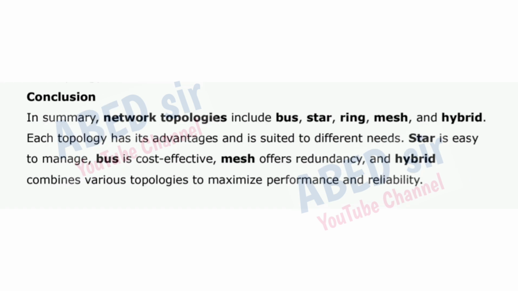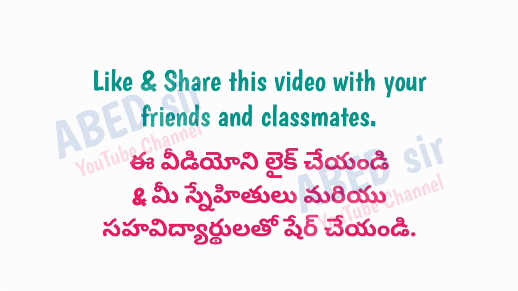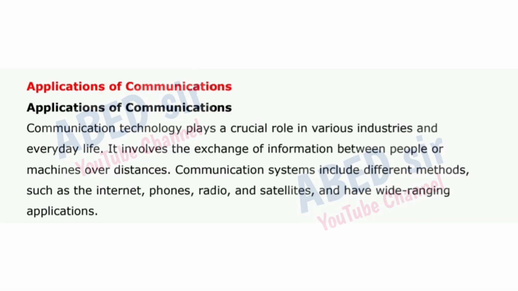Conclusion. In summary, network topologies include bus, star, ring, mesh, and hybrid. Each topology has its advantages and is suited to different needs. Star is easy to manage, bus is cost-effective, mesh offers redundancy, and hybrid combines various topologies to maximize performance and reliability.